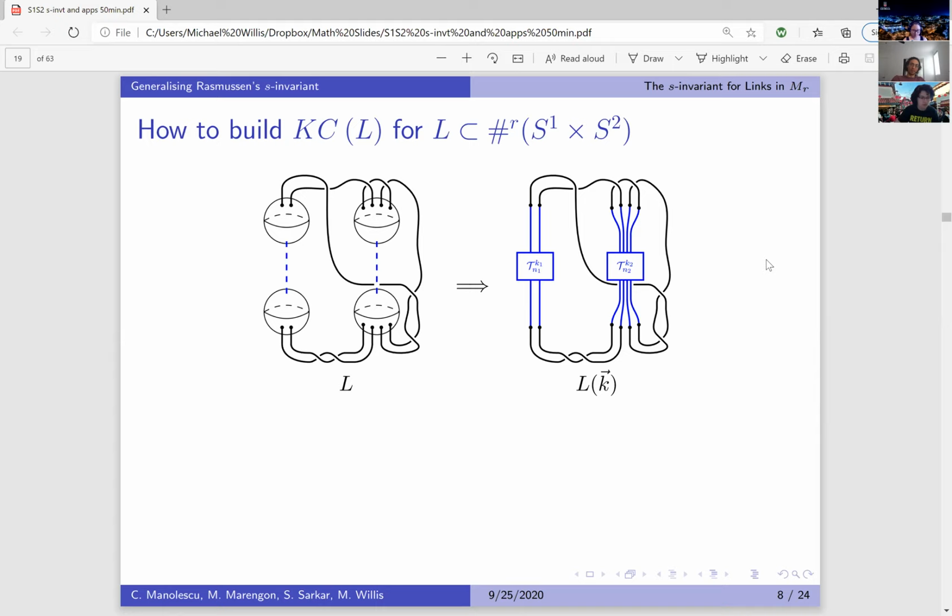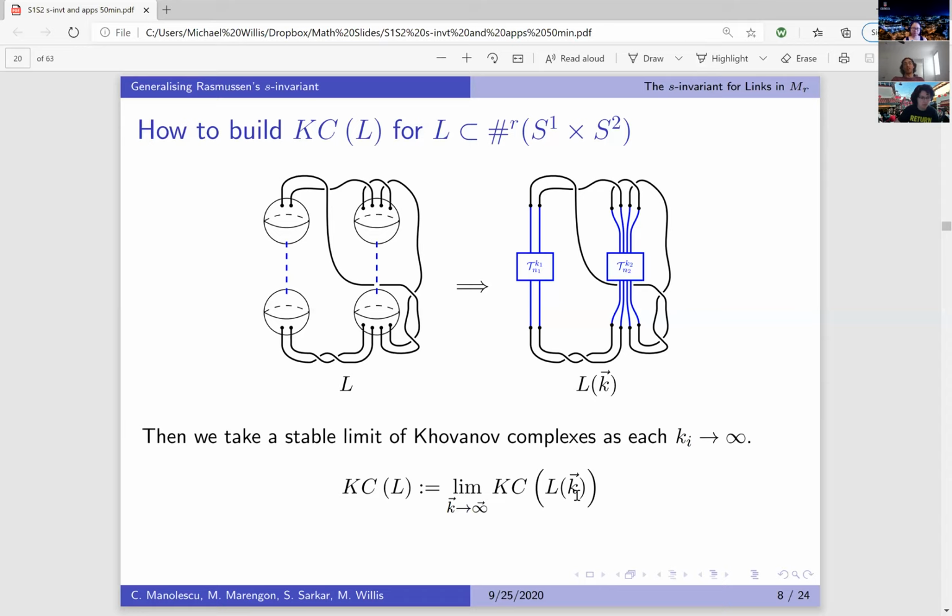Once you do this, you just forget that the handles existed. You forget about the attaching spheres, you forget about the handles, and you just look at this diagram and say, hey, I have a diagram for a link in S3. And I know how to take Khovanov complexes of links in S3. So I take the complex of this link in S3, and then I have to take some kind of limit as the twisting goes to infinity. This limiting procedure, as each amount of twisting grows infinite, is our definition for the Khovanov complex for this link diagram, I guess I should say.